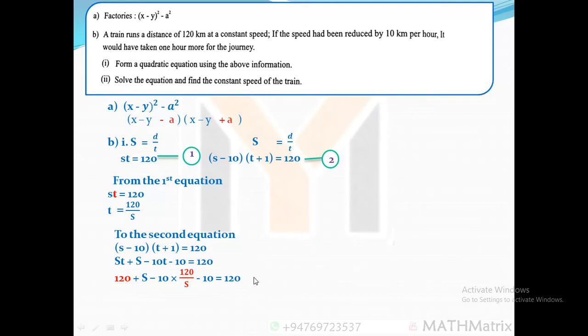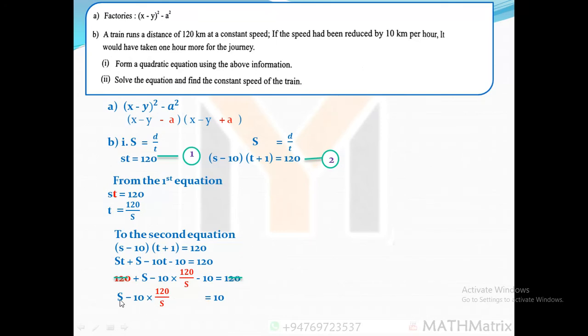Okay, right. So now my idea is to cancel this division by s. To cancel this division by s, we have to multiply them all by s. But before that, you can see that we can cancel these 120s, right? So I'm going to cancel them. 120 and 120 cancelled. Okay, so what's remaining now? s minus 10 into 120 over s, and minus 10, if I take that to the right, that will be plus 10. Okay, fine.